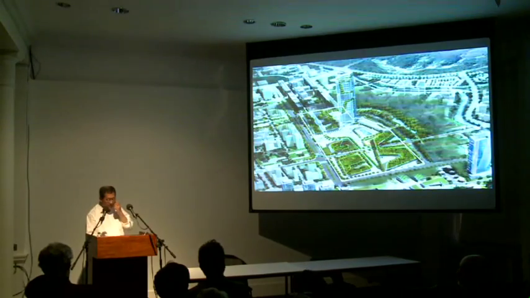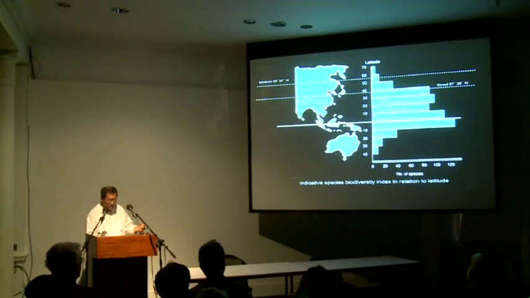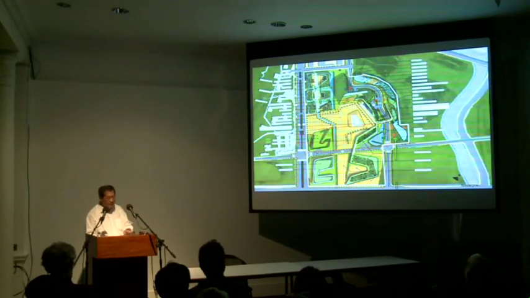So back to the scheme that we designed in Korea in Gyeonggi, this is the vegetation for the scheme, and what we did was this is the master plan. And within the master plan, we create what we call habitats.